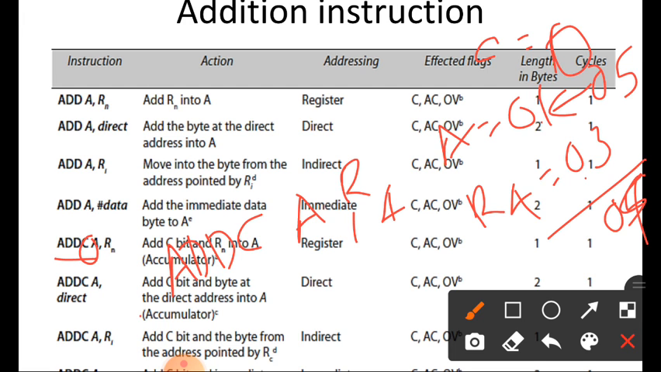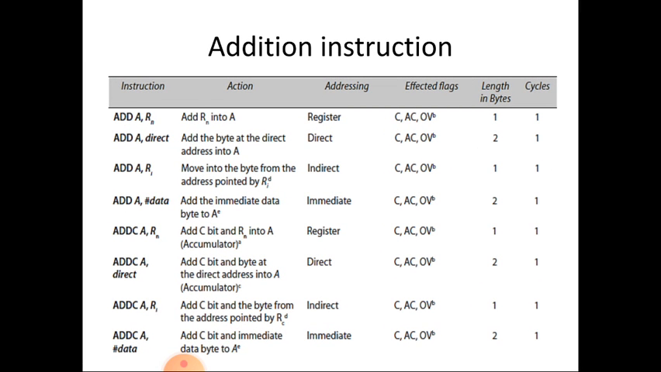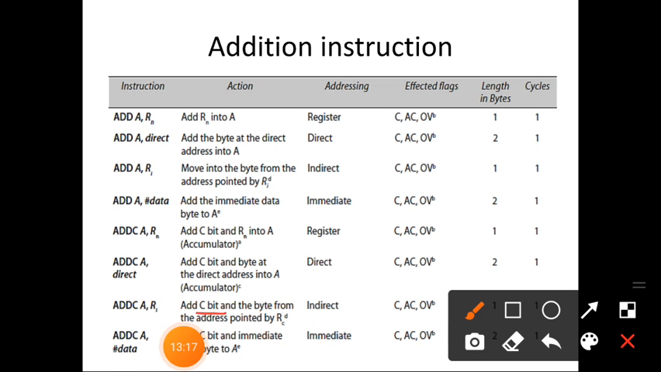So ADDC A direct means the byte at the direct address is added with the accumulator and also added with carry. So ADDC indicates carry. And ADDC A comma @Ri indicates adding the carry bit, the byte from the address pointed to by Ri, plus the accumulator, and the result will be stored in the accumulator.